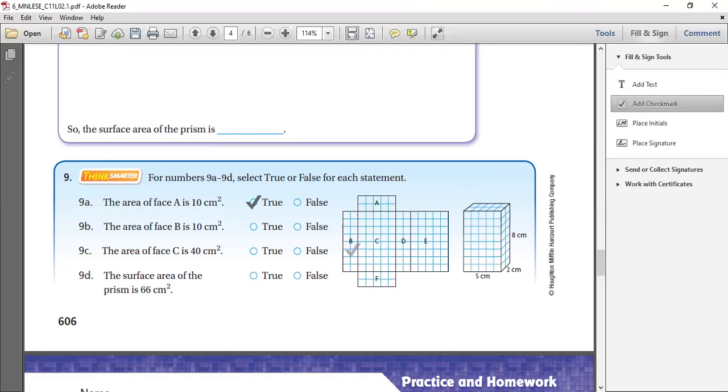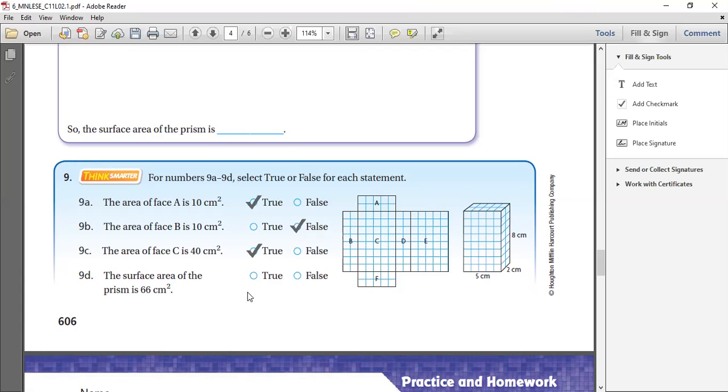Okay, the area of face B is 10. Where is B? This one. Of course it's false. How can there be 10 squares here? It cannot be. So it is false. Okay. The area of face C is 40 square centimeters. So this is C. So let's multiply and check, or count if you want to, and see if there is 40. So there's going to be 3, 6, 8, and then 5. Yes, it's going to be 8 5s are 40. So it's going to be true.